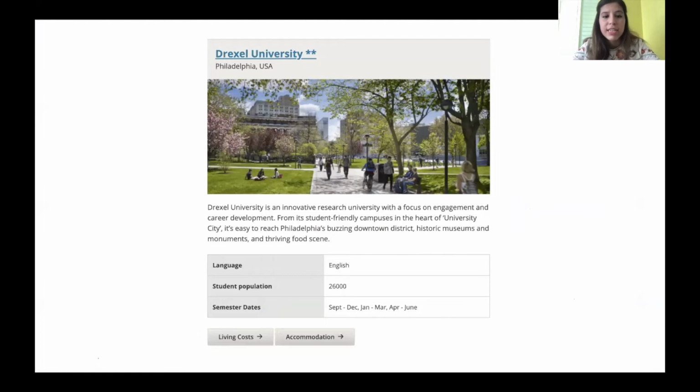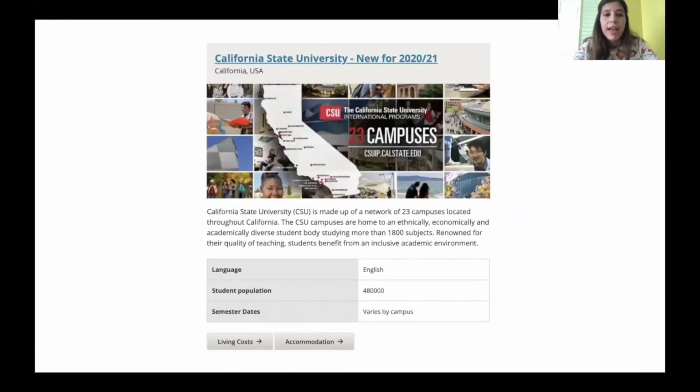Drexel University, and California State University. One important thing to note here is that you will see that it says California State is a new partner for the upcoming academic year. This is important to highlight because partnerships are constantly changing, and you won't really know which partner US universities are on offer until that year that you are ready to apply.